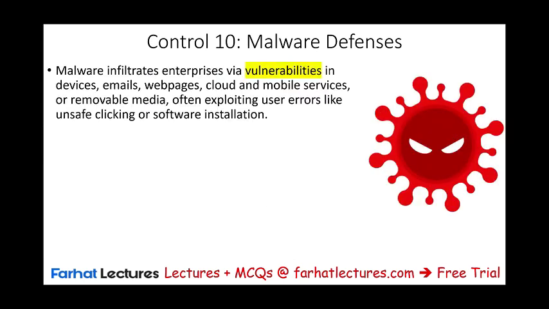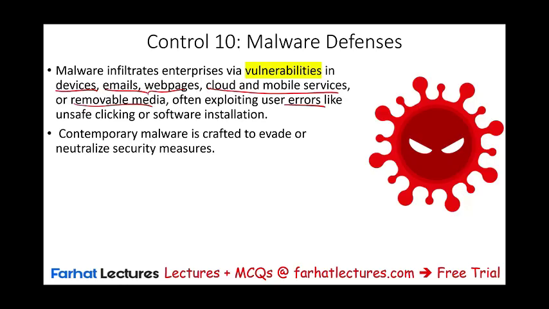Now, malware infiltrates the enterprise through certain places, through vulnerabilities. Those vulnerabilities could be found in devices, your computer, web pages, emails, cloud and mobile services, removable media, exploiting users' errors like unsafe clicking or software installation. That's how they try to get into your system. And they are designed to do what? To evade or neutralize security measures. So they'll try to go around whatever defenses you have.